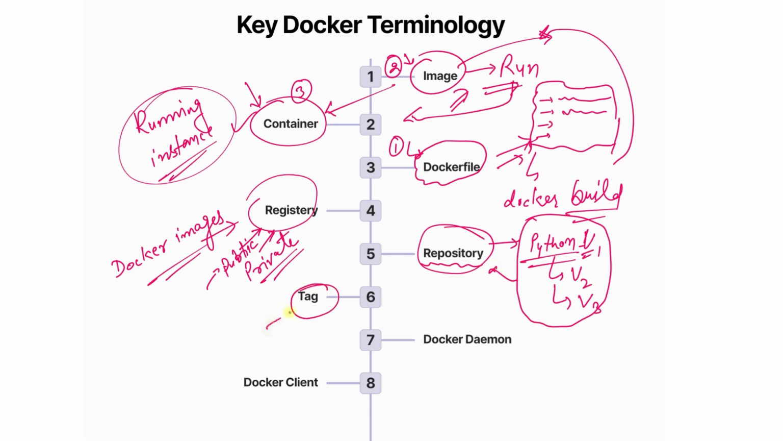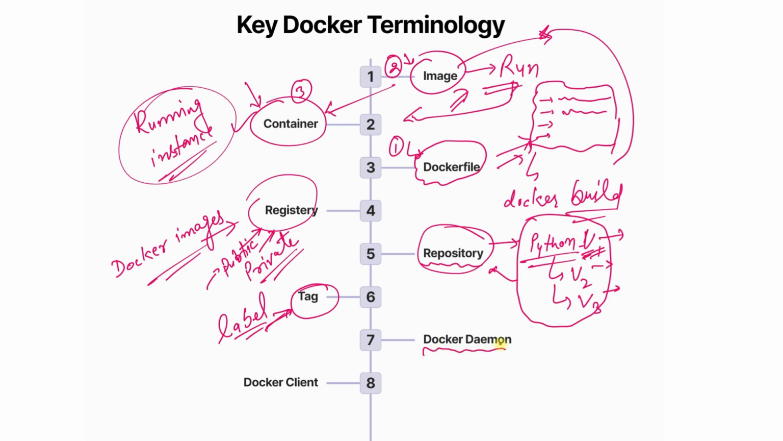Next term is tagging. Whatever we define along with the image name, a tag is a label or version identifier for a Docker image. So this additional information, or we can say metadata, is defined by these tags. It's kind of a label.